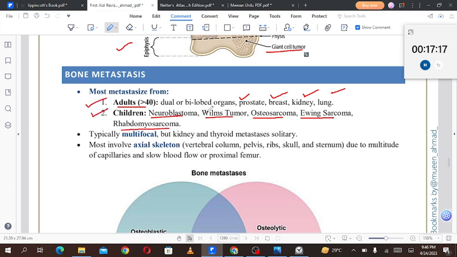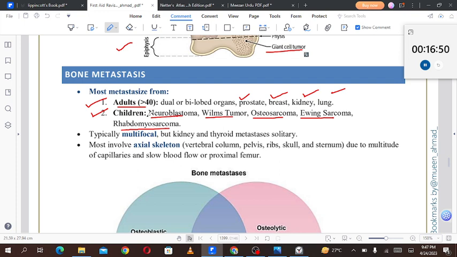For the adults, the bilobed organs or the double organs, like the prostate is a bilobed organ. Breasts are two, like we have two breasts, and then kidneys, which are double organs, and the lungs, which are multilobed, or for the left it is bilobed. And then in the children, neuroblastoma, Wilms tumor, osteosarcoma, Ewing sarcoma, and rhabdomyosarcoma can cause metastases into the bones.